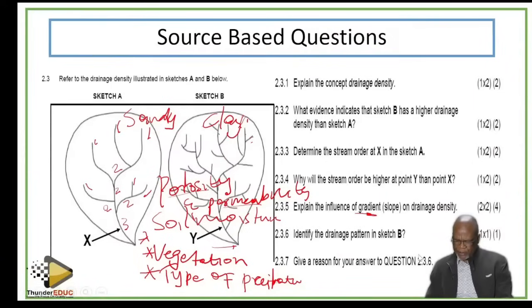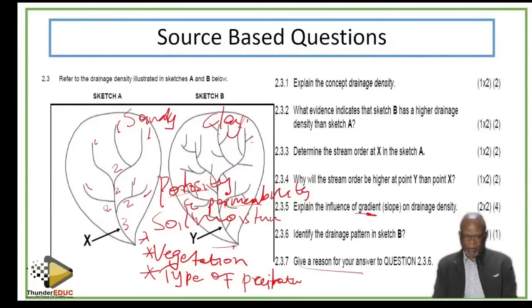And those are the reasons. Identify the drainage pattern. What is the pattern? Dendritic for both A and B, because the difference between A and B is just density, but the shape is the same. Give a reason. Why do you say it's dendritic? Because it looks like the branches of a tree, and because the tributaries join the mainstream at an acute angle.